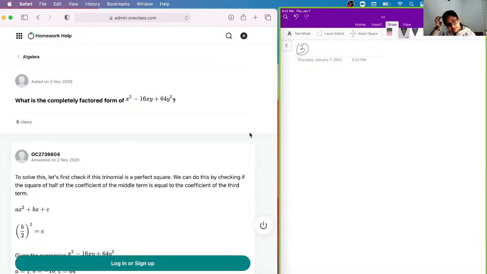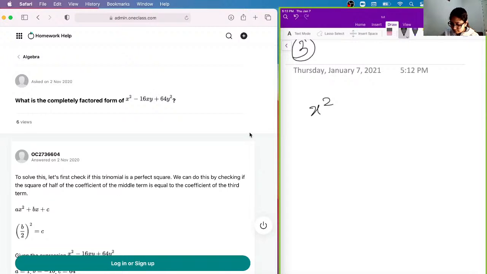Okay, so the next question says, what is the completely factored form of this equation? So we have x squared minus 16xy plus 64.